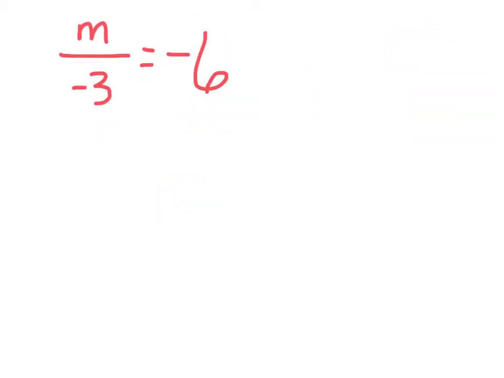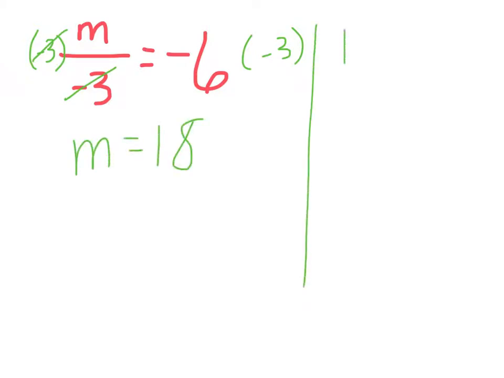Next equation, m over negative 3 equals negative 6. So my variable is being divided by negative 3. The opposite is times negative 3. Those cancel, and I have m equals 18. Then I check it. 18 over negative 3 equals negative 6. Negative 6 equals negative 6.